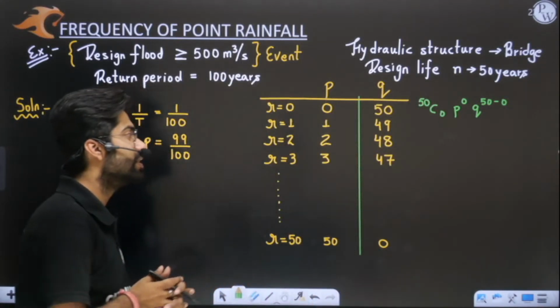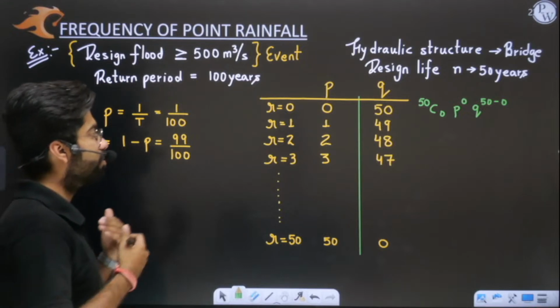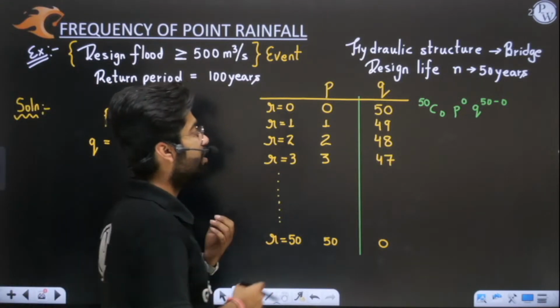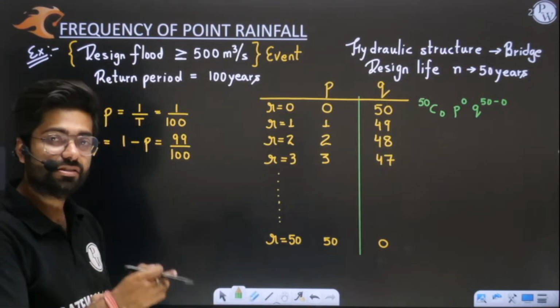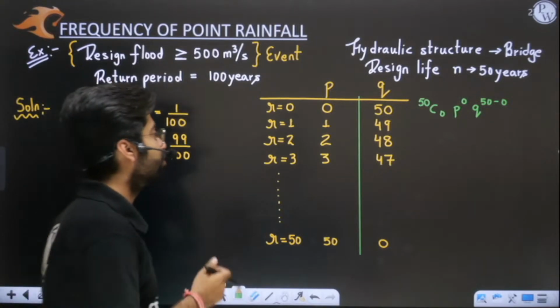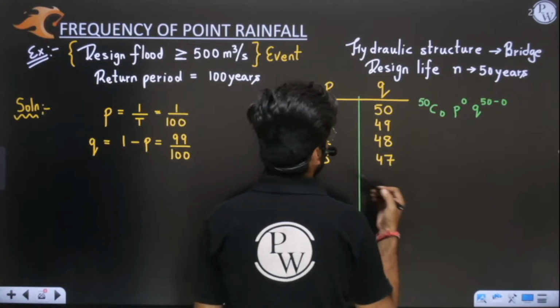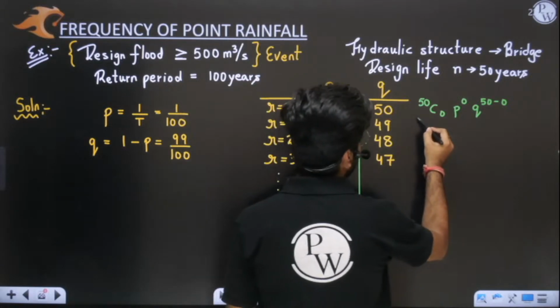Okay, if in exams they ask you what is the probability that such a flood takes place only once out of 50 years, what will the probability be? Can you comment? The probability will be 50C1.